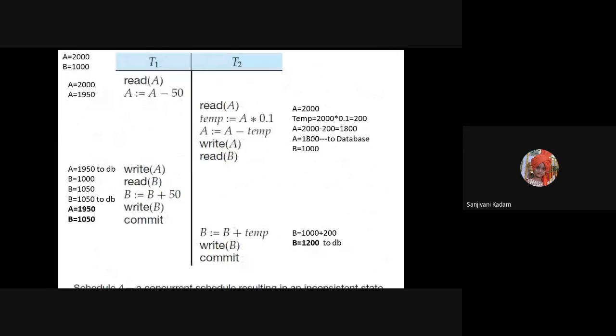So here we can see that this read A was a reading operation on the database, so this was actually affecting the database. A equal to A minus 50 is a local operation, meaning it is executed in main memory, so this will not make any changes to my database. Again, write A is also a database operation. Whatever computation we are performing is done locally in main memory, and there are only two operations on the database that we are performing, that is reading A and writing A.